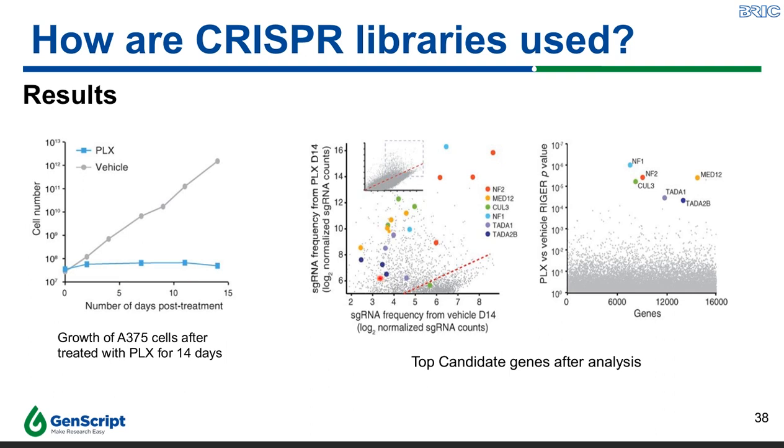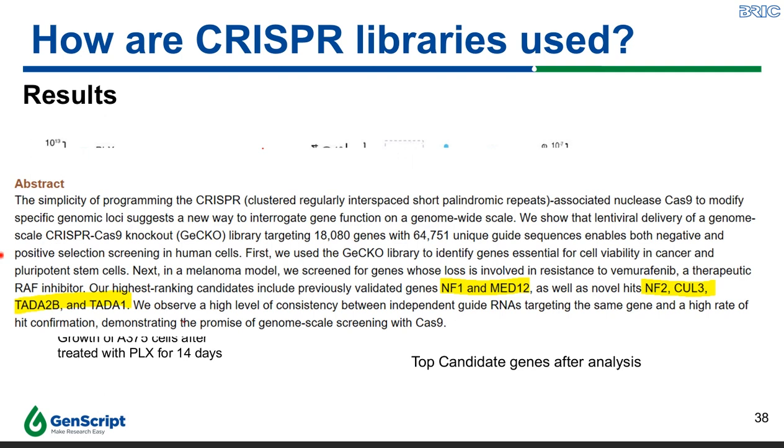So here I show you the data. As you can see, after applying or treating with PLX, the number of colonies has greatly reduced. And then the authors extracted the genome from the cells that survived after the treatment for NGS validation. Through the NGS screening, the authors managed to identify a couple of top candidate genes after the analysis. These genes include NF1, MED12, NF2, CUL3, TADA2B, and TADA1.